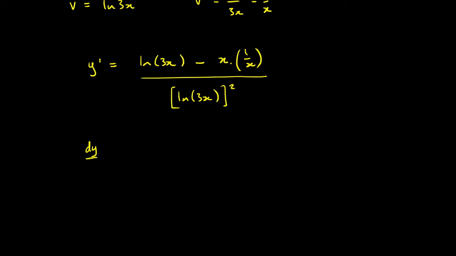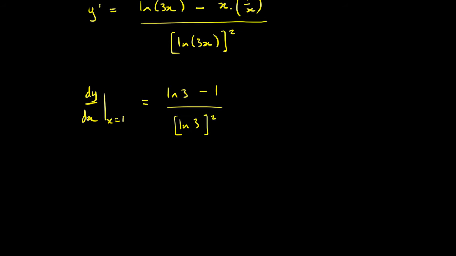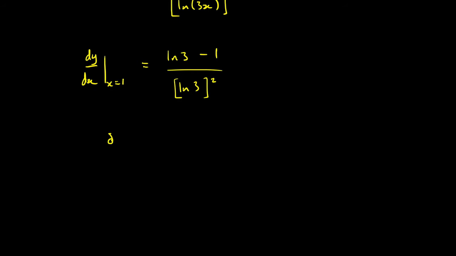Okay, then what I want to do is find this value when x is equal to 1, right? So dy/dx at x equals 1. So I'm just going to substitute x equals 1 into here. That's going to give me ln 3 minus, well, the x divided by x cancels off and just gives me 1, all over (ln 3) squared. Okay, and then what we said earlier is that delta y over delta x is approximately equal to dy/dx. It's going to be approximately equal to this thing, (ln 3 minus 1) upon (ln 3) all squared.